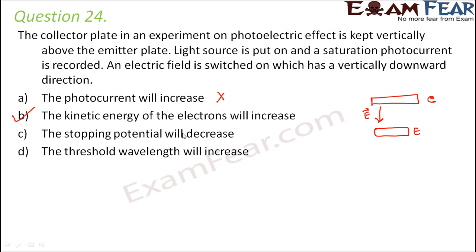Third option is stopping potential will decrease. That's not possible because stopping potential and kinetic energy are proportional. So if kinetic energy is increasing, stopping potential would also increase, right? So therefore, in this case, the correct option would be B. That is, the kinetic energy of the photoelectrons will increase.